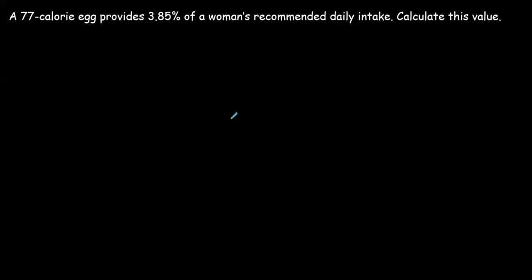In this video, we learn how to do percentage problems involving appreciation and depreciation. A 77 calorie egg provides 3.85% of a woman's recommended daily intake. Calculate this value. So we're told this represents 3.85%, so we start by writing that down. So that's 77 calories. And then we divide both numbers by 3.85 to get 1%.